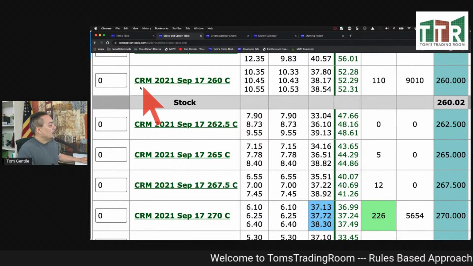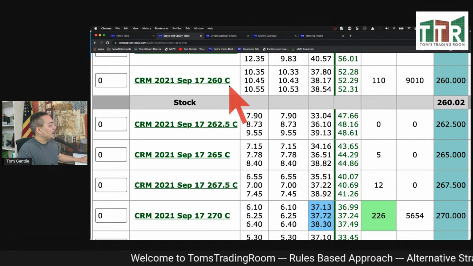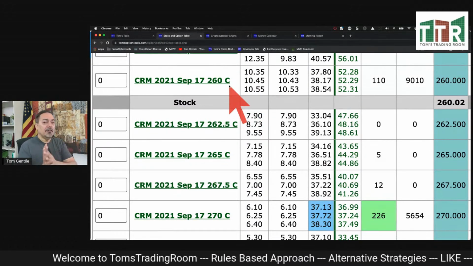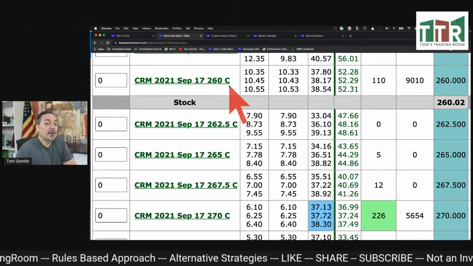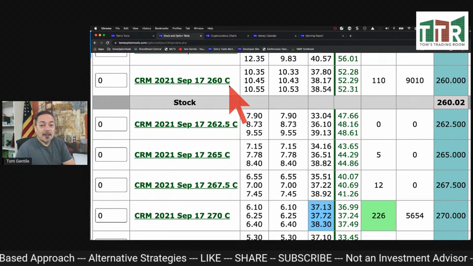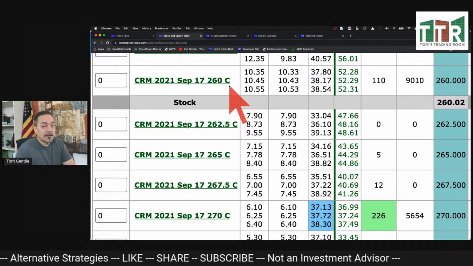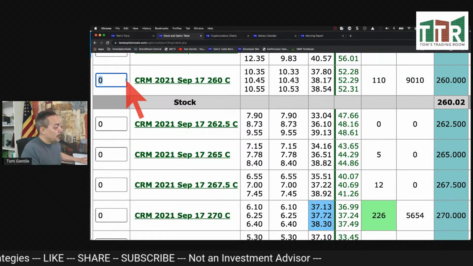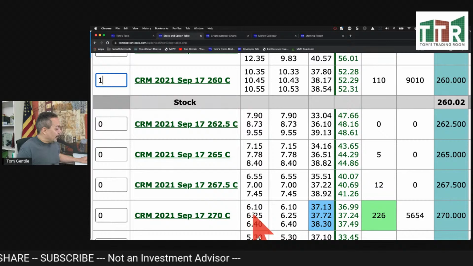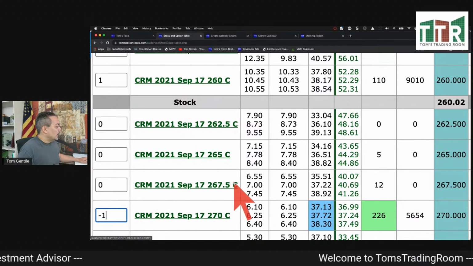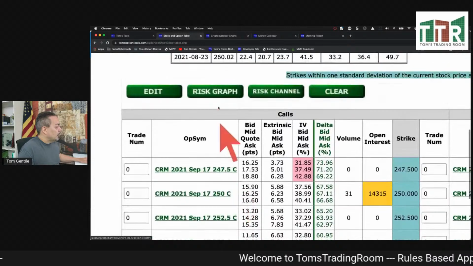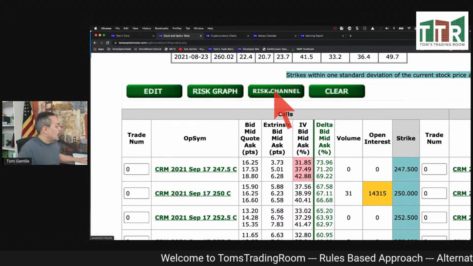So 260 calls are $10.45. If you're going to take advantage of a trade that has moved an average of 10 points, you don't want to buy a $10 call option. I mean, you're lucky if you break even. But we could buy this call, and then we could sell up here at the 270 area. Let's just take a look and see what that's going to trade for right now. So risk graph.